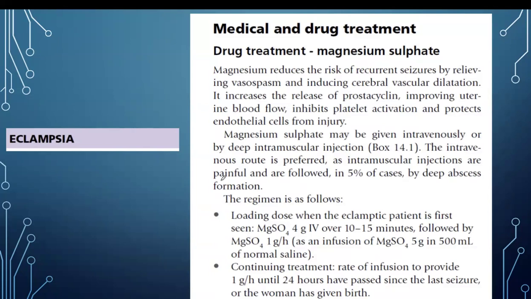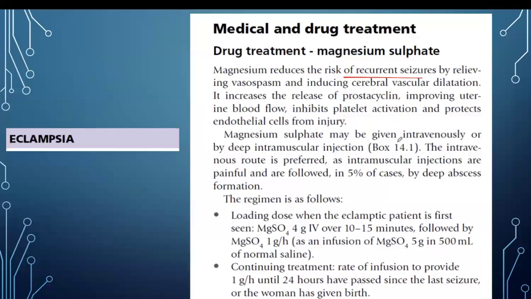If it is eclampsia, same. First, definitely if the patient is convulsive, treat the convulsion and add magnesium sulfate. So magnesium sulfate is very important management for preeclampsia, eclampsia. So why is it important? Because it reduces the risk of recurrent seizure.